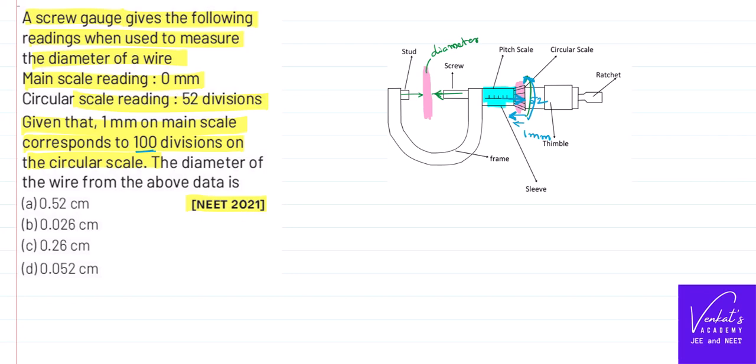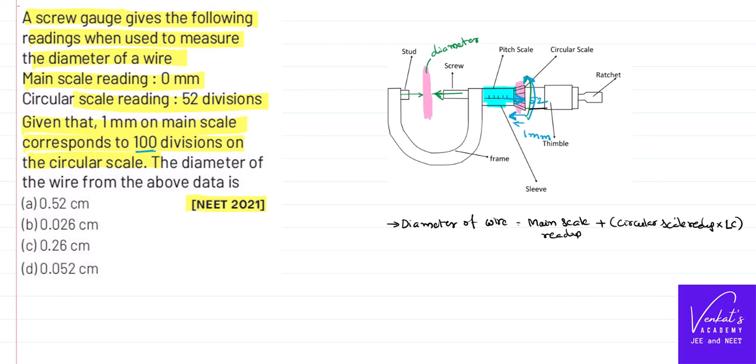Then what is the diameter of the wire? That's the question, right? So the first thing you need to understand is how to find the diameter of the wire using this screw gauge. There is a formula for it. The diameter of the wire is the main scale reading, which is also called the pitch scale reading, plus the circular scale reading, which is given as 52, multiplied by the least count of the device.